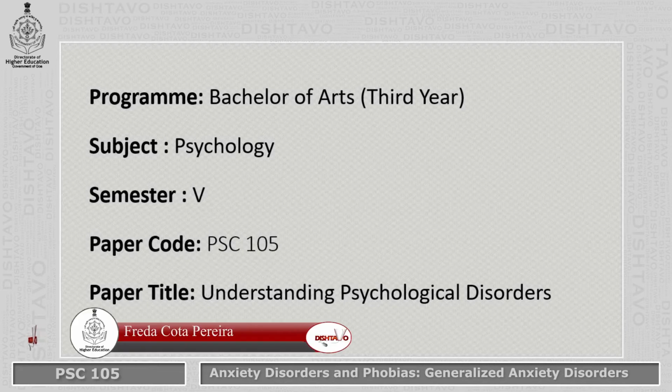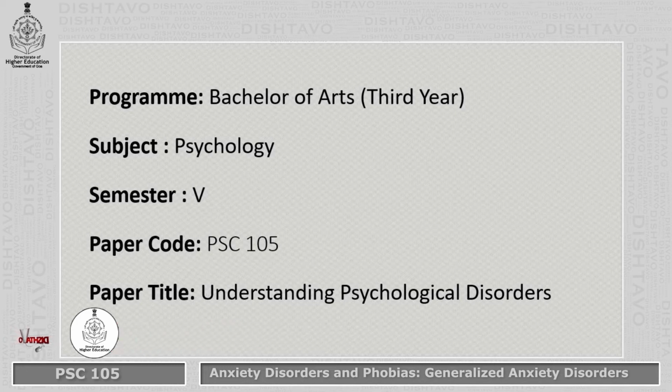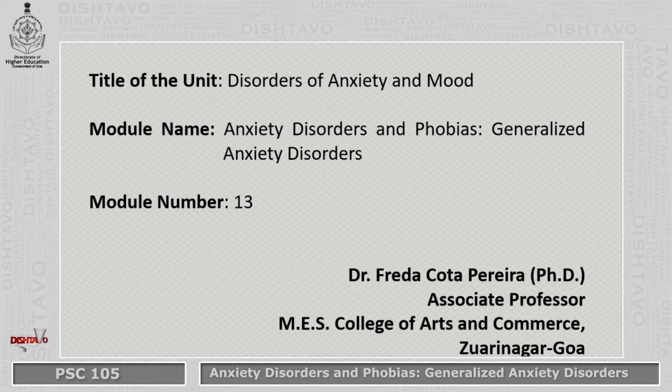This is a paper for third year BA Psychology students, semester 5, paper code PSC 105, paper title Understanding of Psychological Disorders. Title of the unit is Disorders of Anxiety and Mood, module name Anxiety Disorders and Phobia, Generalized Anxiety Disorders, module number 13. I am Dr. Frida Kota Pereira, Associate Professor at MES College of Arts and Commerce, Dwarinagar, Goa.